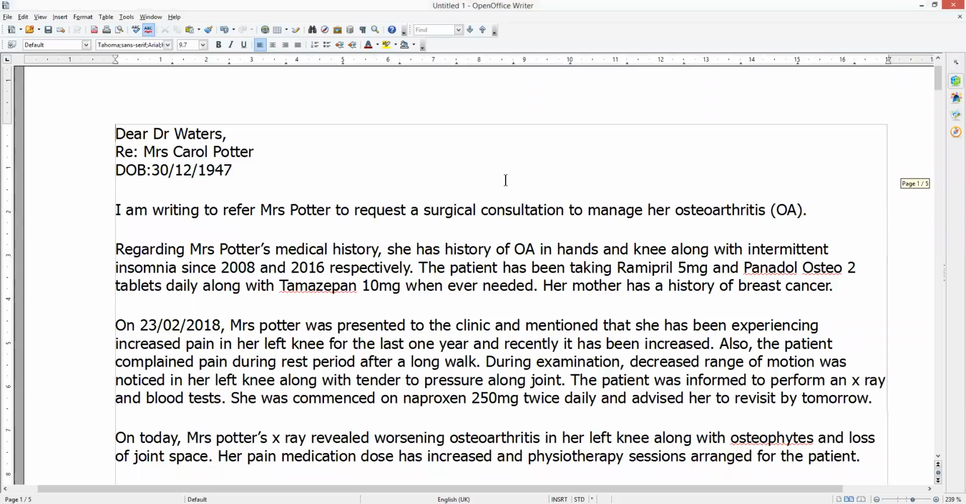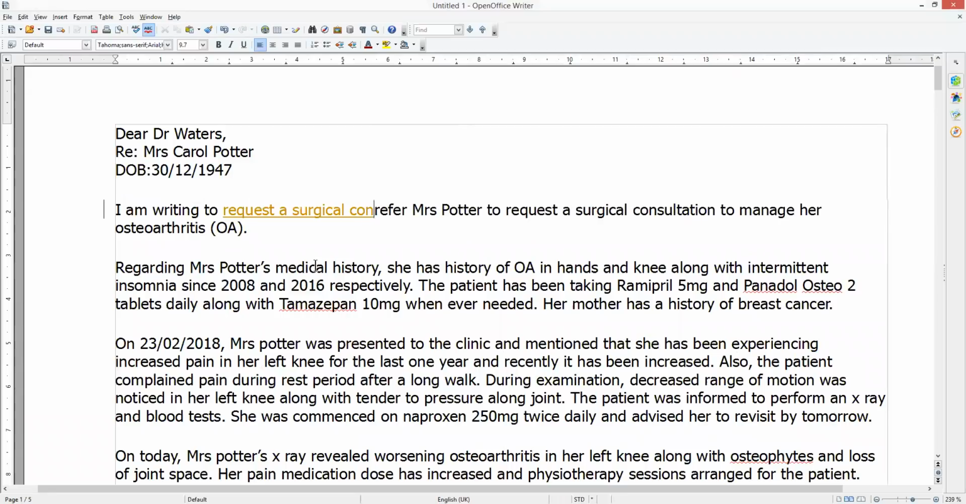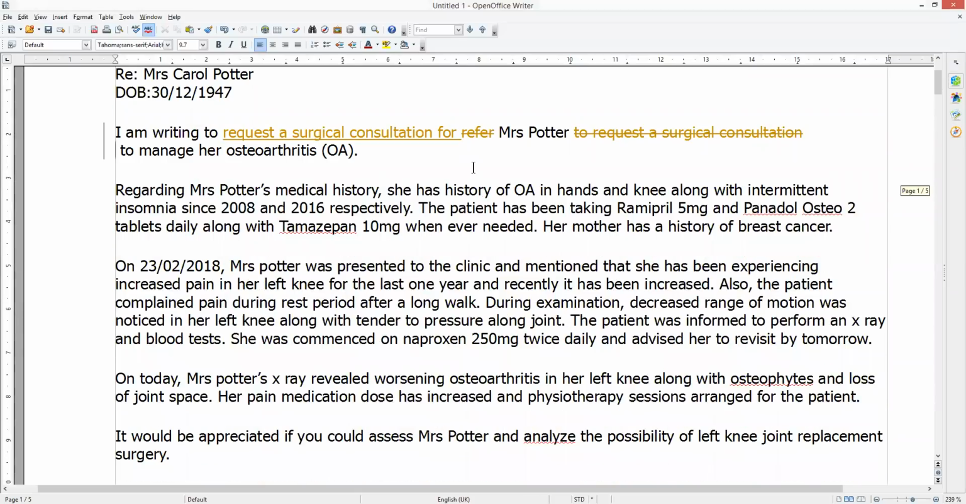Save the changes. Yes, right, okay. I'm going to refer Mrs. Potter to request. Well, how can you refer Mrs. Potter to request? You can refer Mrs. Potter for a surgical consultation, or you can request a surgical consultation for her. I think that is better, it makes a bit more sense. So: I'm writing to request a surgical consultation for Mrs. Potter to manage her osteoarthritis. Okay, that's good.